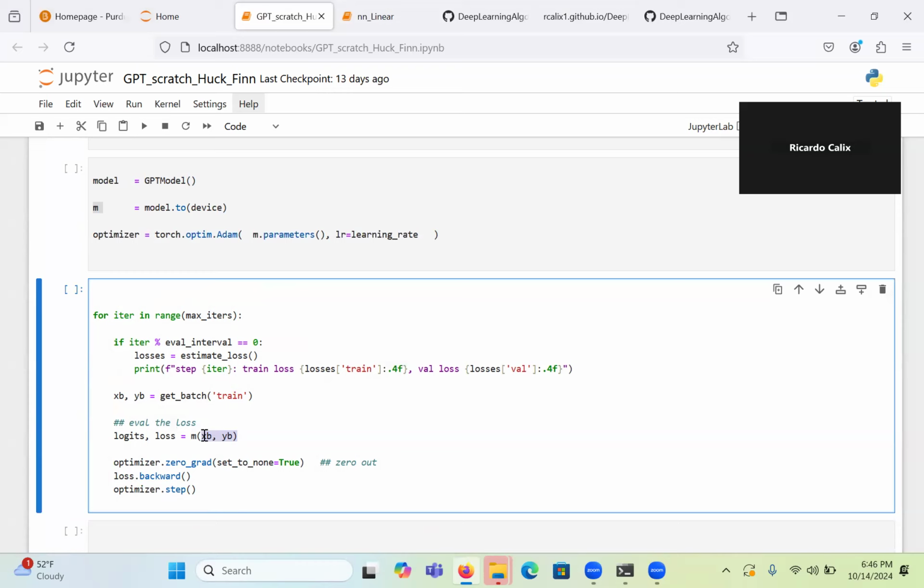Right? Everyone with me? Okay. All right. So I provide X and Y, same sentence, just shifted by one. That's how it works. I mean, don't ask me. This is how it works, right? So that's how it works.